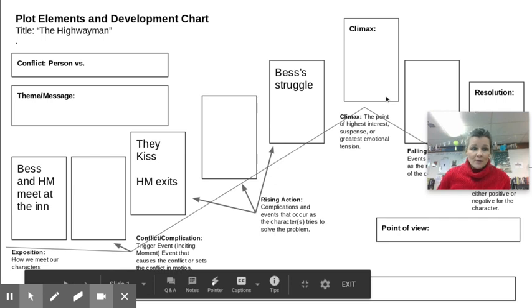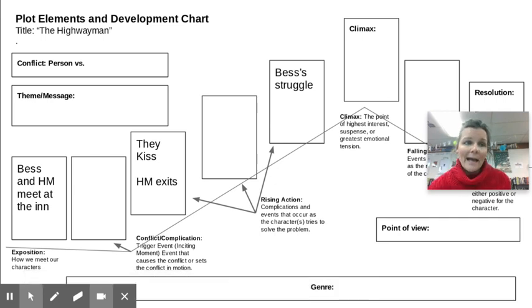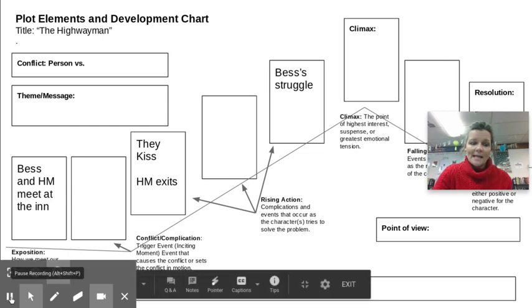So in Google Classroom, go ahead and pull up your copy of the Highwayman plot chart. And we're going to work through some of this together, and then I'll give you time to chat with your podmates about this. So I will pause, go ahead and find this slide.